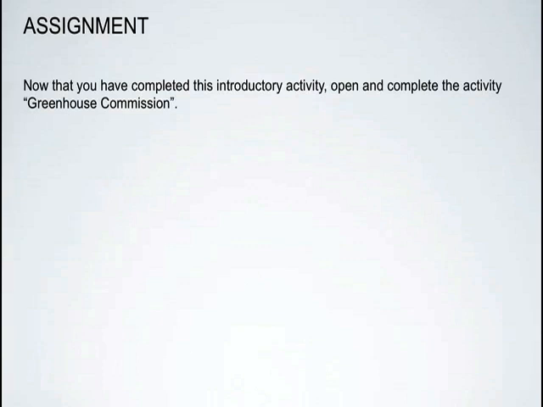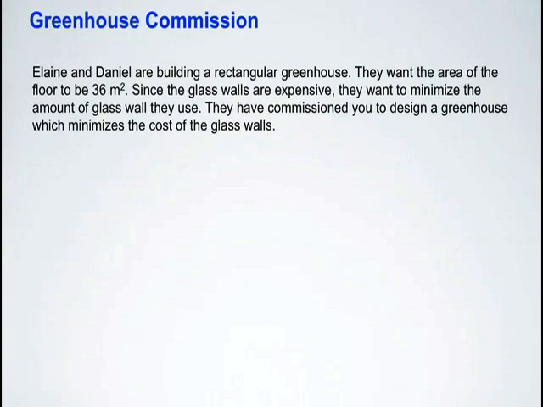The next assignment or question that we're going to take a look at deals with an activity called Greenhouse Commissions. We're going to open and complete this activity. Greenhouse Commission says that Elaine and Daniel are building a rectangular greenhouse. They want the area of the floor to be 36 meters squared.